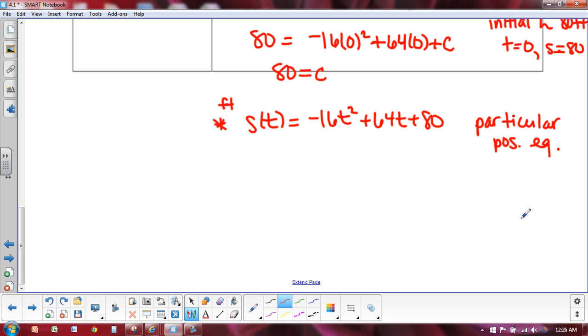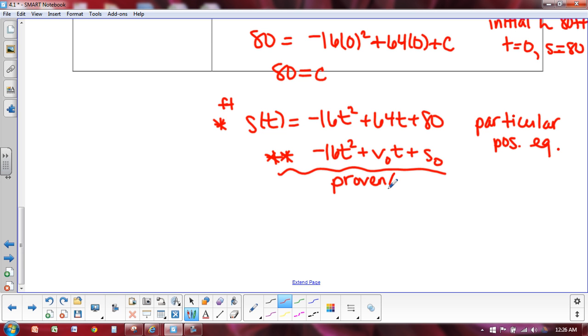If you look really closely here, this is negative 16t squared plus v sub 0 t plus s sub 0. And we've had you memorize this formula up until now. But now you've proven or derived the formula. You know where it comes from. It just comes from starting with your acceleration constant and integrating a couple of times, and that's why that works out the same every single time.